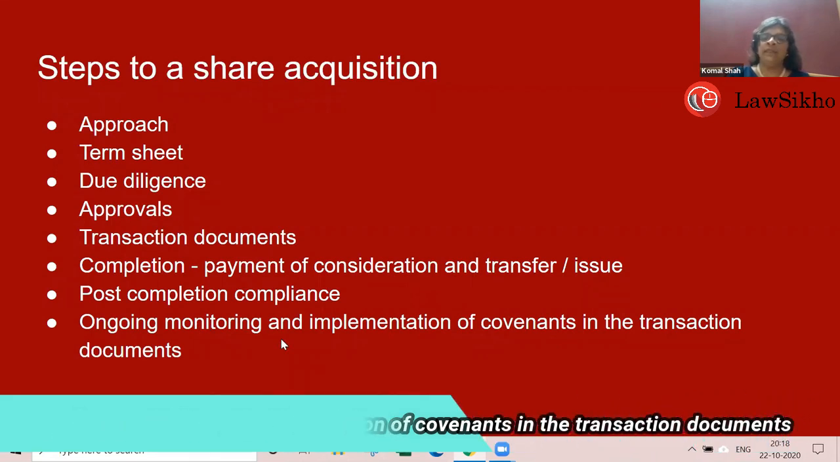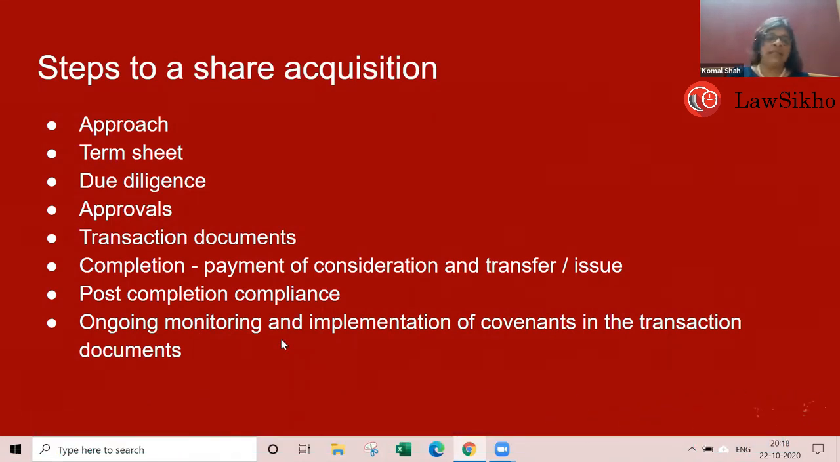of the covenants in the transaction documents, because many transaction documents will have ongoing covenants. It will not be that once the payment of consideration is made, everything is over, the transaction is completed, and that's the expiry of the transaction document. That's not how it will be. There will be ongoing covenants in the documents, which can relate to information, to non-compete, to lock-in or stopping the transfer of shares, or to having someone on the board on an ongoing basis, things like this.